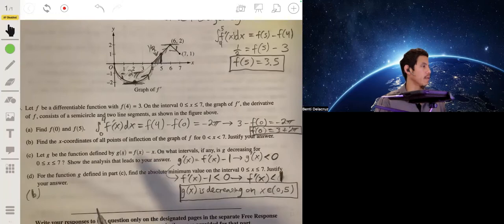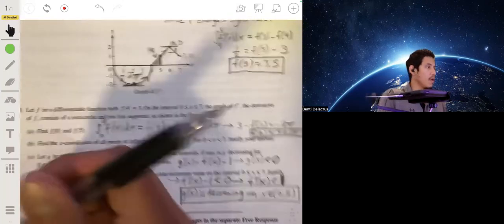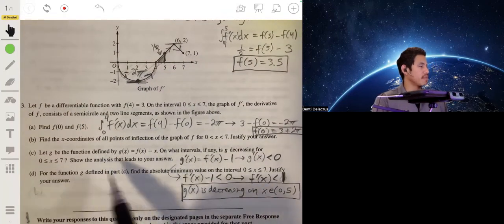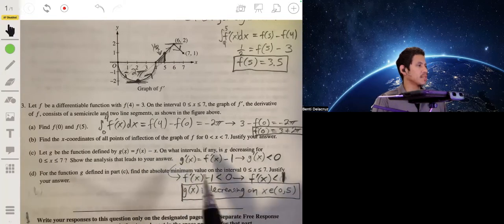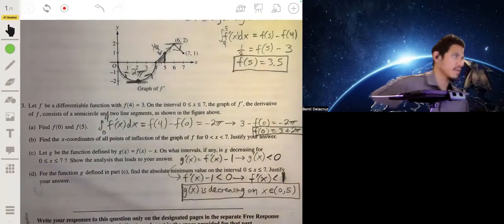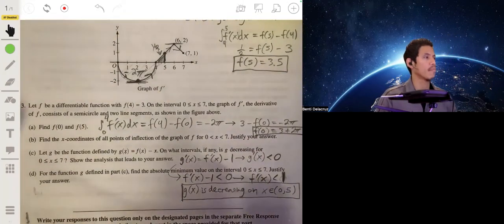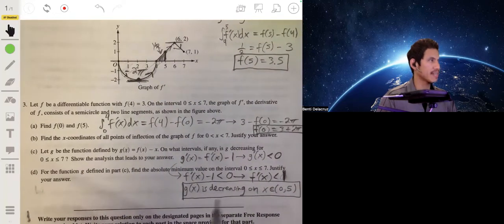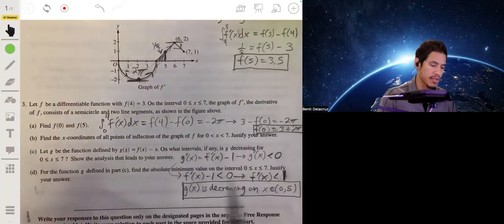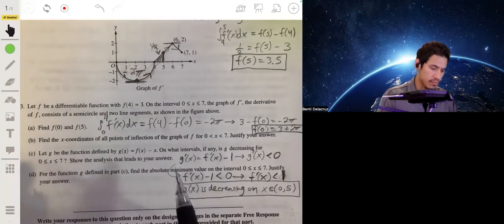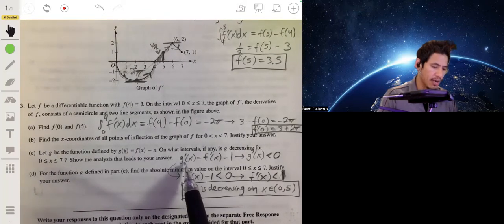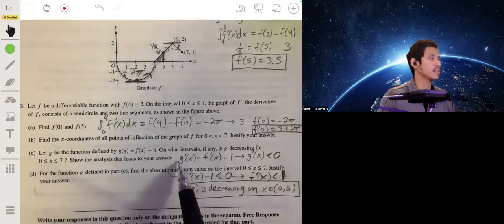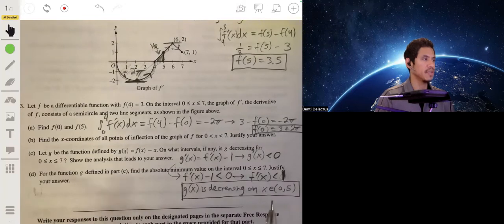All right, part D. I don't know why I put the B there. For the function g that we just defined in part C, find the absolute minimum value on the interval from 0 to 7. Justify your answer. If you think about this, it's actually pretty simple and intuitive.